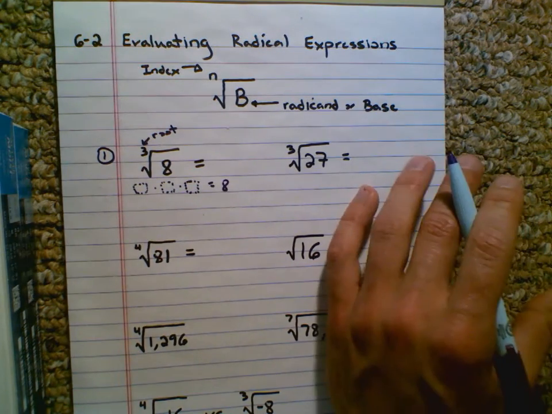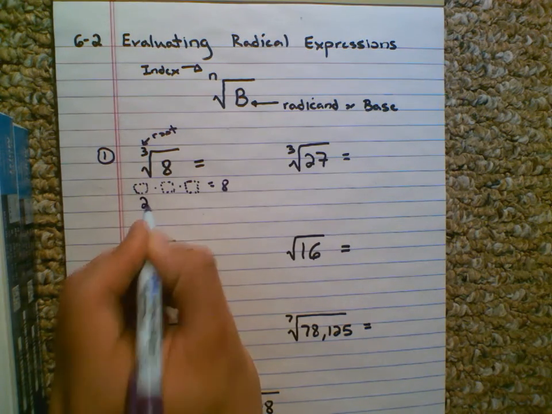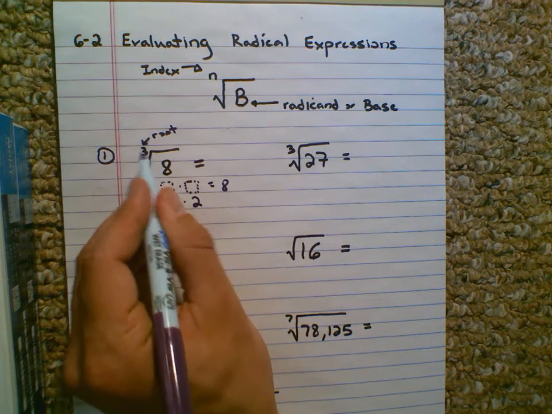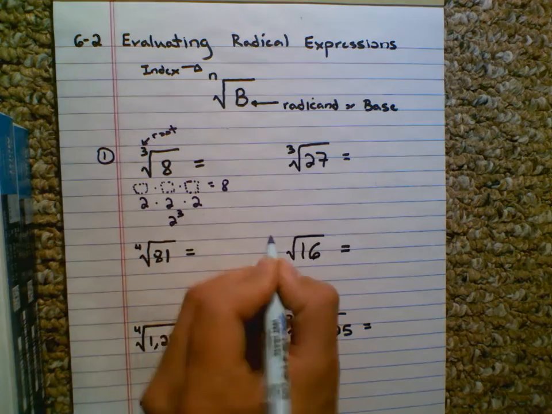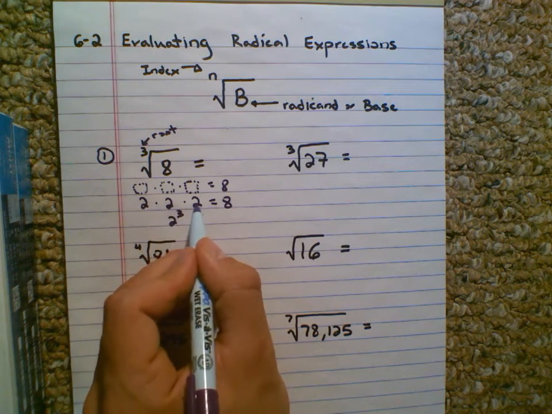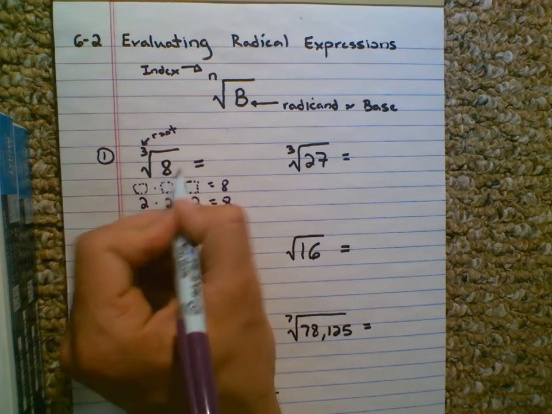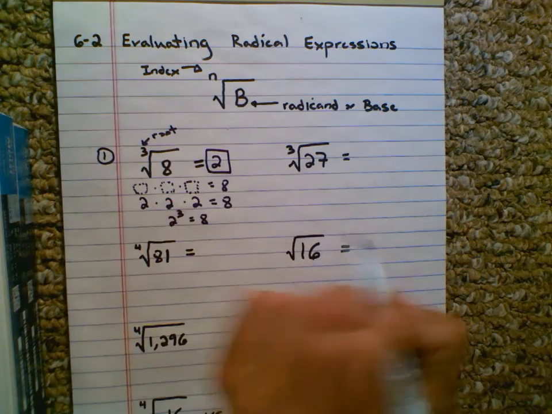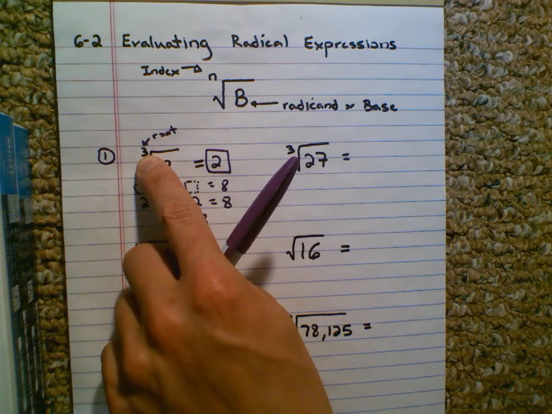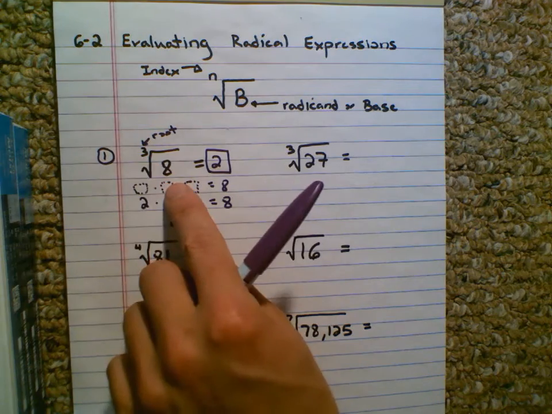If you think about it for a little bit, you should hopefully realize that the number 2, if you take 2 and multiply it by itself 3 times, or in other words, take 2 to the third, you should get 8. Well, 2 times 2 is 4, times 2 is 8. So 2 to the third is 8. So the third root of 8, we would say, is 2. So we're looking for this number that when we take it to that power, we should get the number underneath.